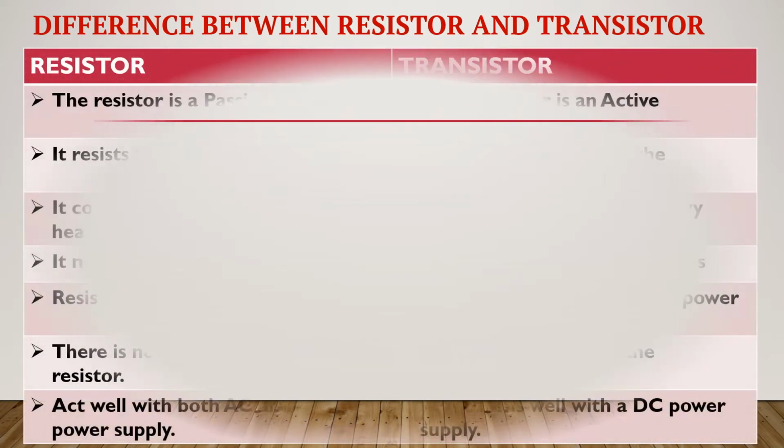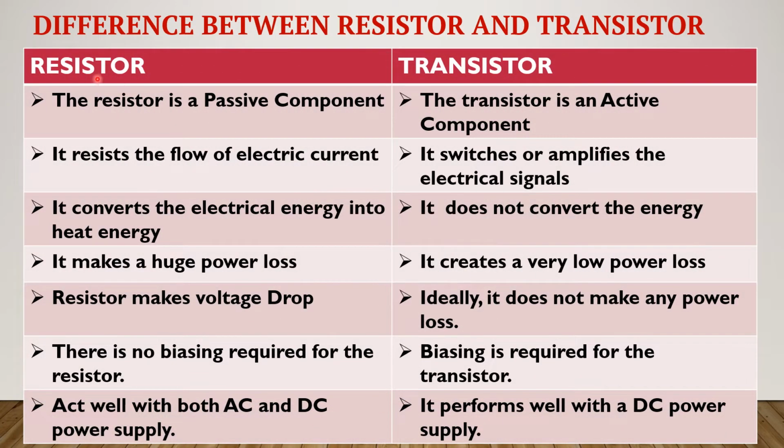Here are some of the differences between resistor and transistor. Let's see what is the first difference. The resistor is a passive component. What is a passive component? The component which absorbs the energy from the circuit is known as a passive component. Here the resistor is a passive component in electronics, whereas the transistor is an active component. An active component is nothing but the component which delivers the power to the circuit. Here we call the transistor an active component.